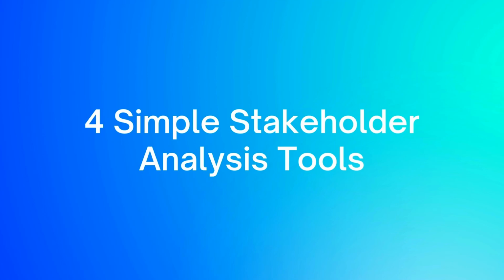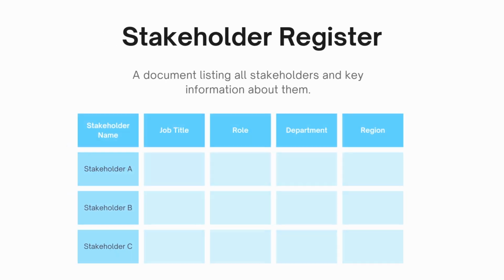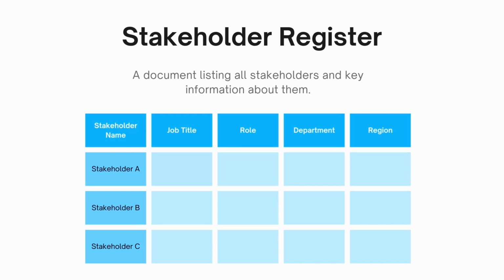The first stakeholder analysis tool that I like to use is something called the Stakeholder Register. And effectively what a stakeholder register is, it's a document listing all the stakeholders as well as key information about them. So you might want to include their job title, their role, their department, their region, and any other information that you feel is relevant to get to know your stakeholders.